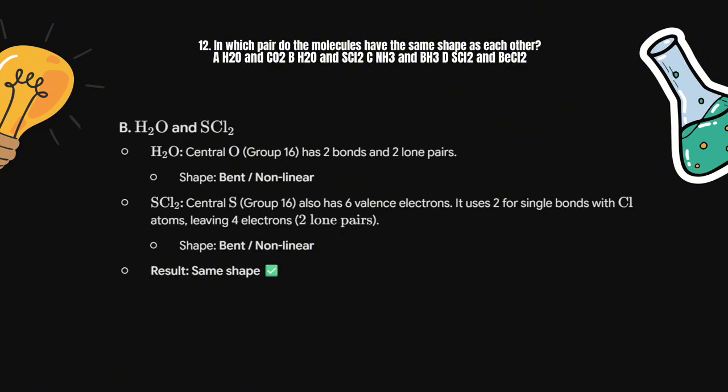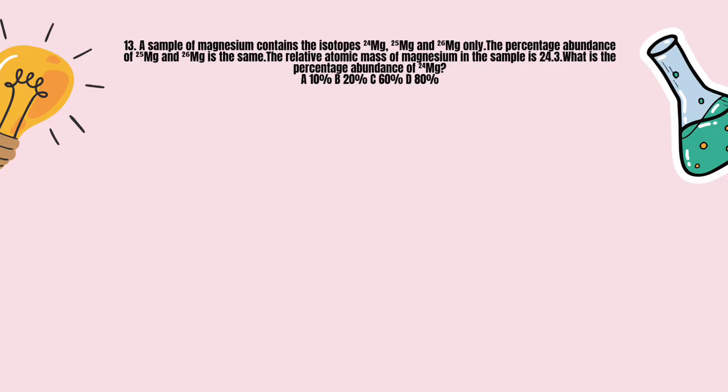Now, for option B, water and sulfur dichloride. We know water is bent. Now look at sulfur dichloride. Sulfur is in group 16, just like oxygen, so it also has 6 valence electrons. It uses 2 for bonding and keeps 4 as 2 lone pairs. This is a perfect match. Both molecules have 2 bonds and 2 lone pairs, meaning they are both bent. We found our answer. Alright, let's move on to question number 13.